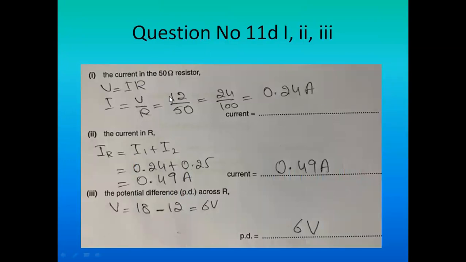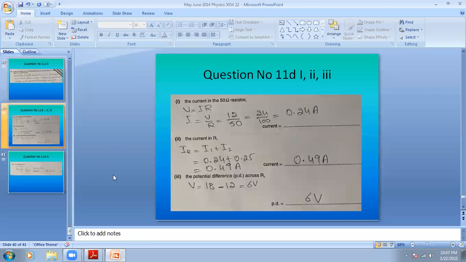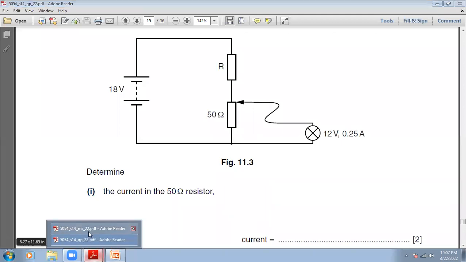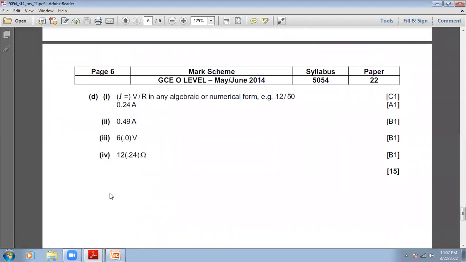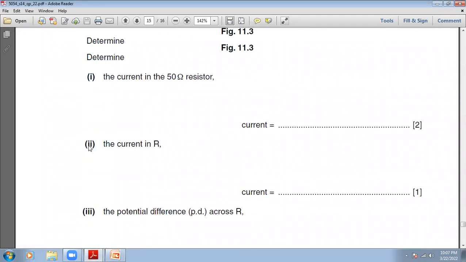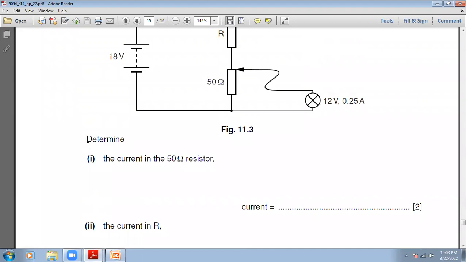V is equal to IR, I will be equal to V by R. The voltage across the 50 ohm resistor will be 12 volt and the resistance is 50. So when you enter these values in your calculator, you will get 0.24 ampere. Okay, so the next part is, he says, the current in the R.